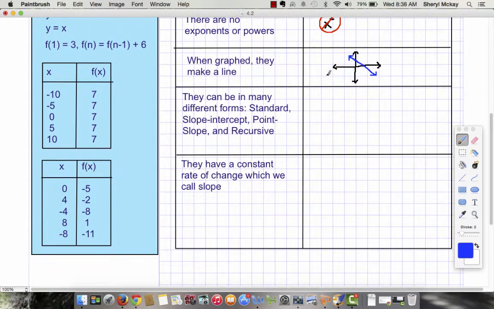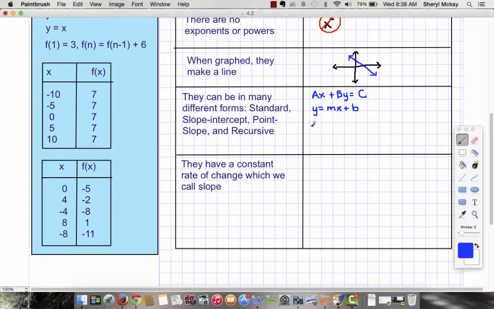Okay, linear functions can be in many different forms. We've got the standard form, which is ax plus by equals c. That's our standard form, okay? A is a constant, b is a constant, c is a constant, okay? We have our slope-intercept form, which is y equals mx plus b.